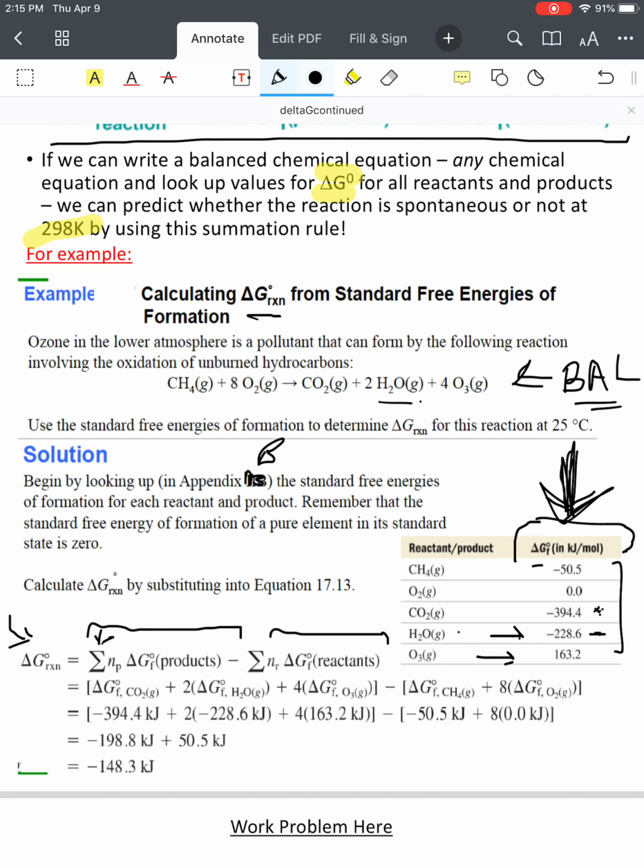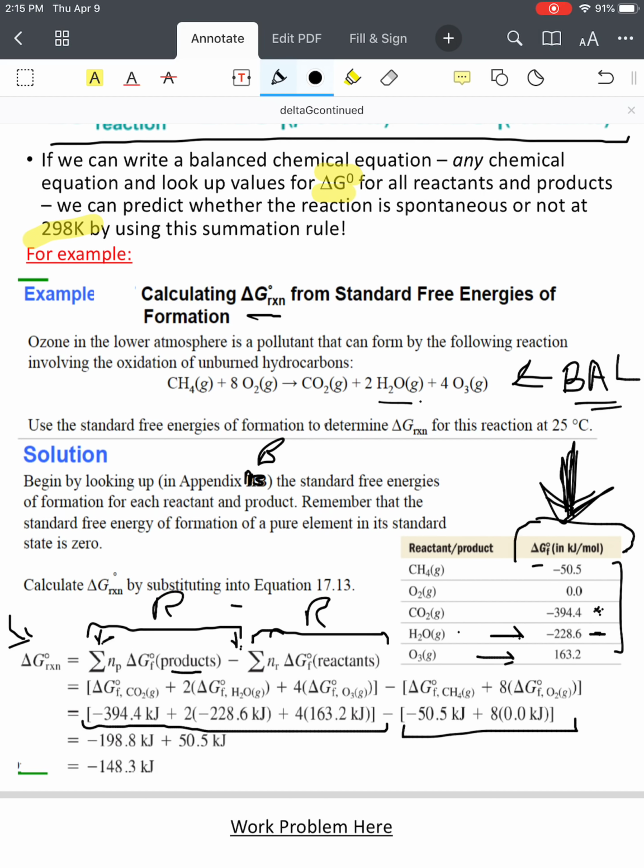All right, so with that said, we're going to complete this problem. So to this point, we already probably understand how we got that term. We only have to deal with the second term. So we added up the delta G formations times the stoichiometric coefficients for our products. And now the equation tells us to subtract a similar term for the reactants.